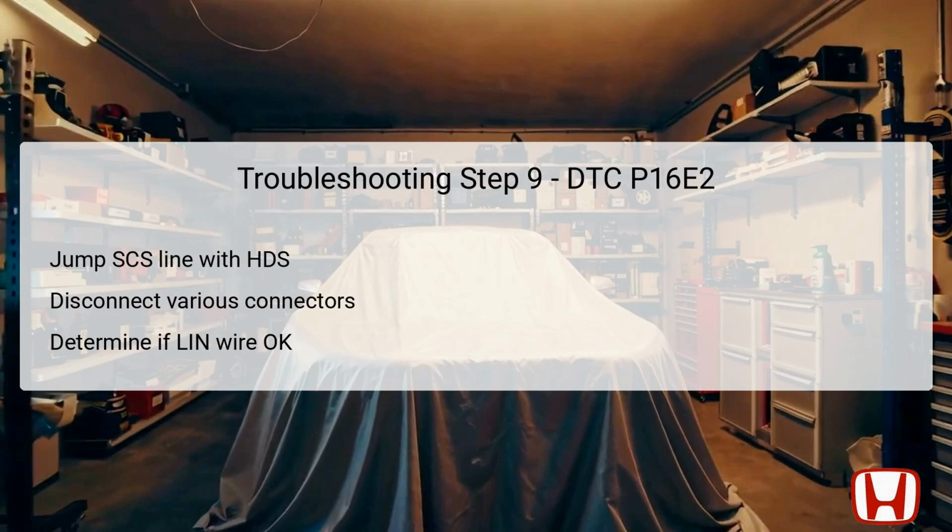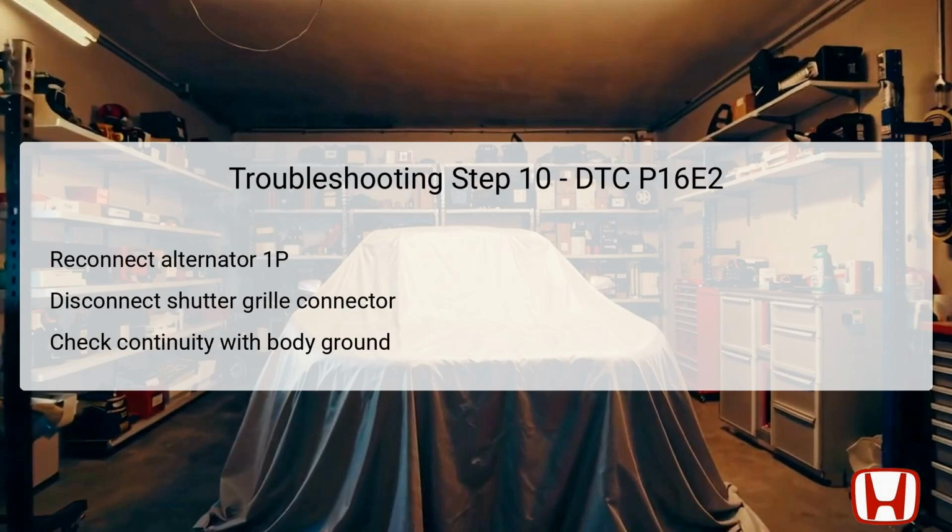If there is no change in continuity, the focus must shift to repairing any shorts in the LIN wire running between the PCM, alternator, battery sensor, and shutter grille to restore the communication integrity. For the 10th troubleshooting step, begin by reconnecting the alternator 1P connector.